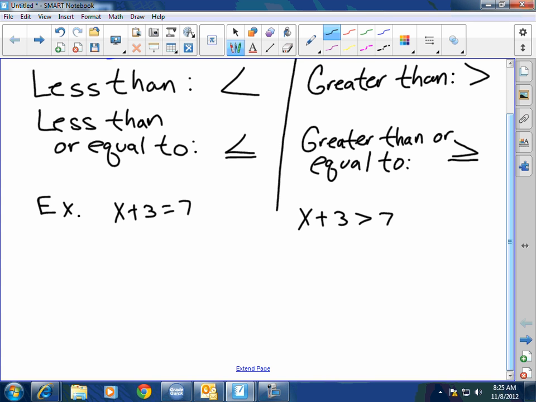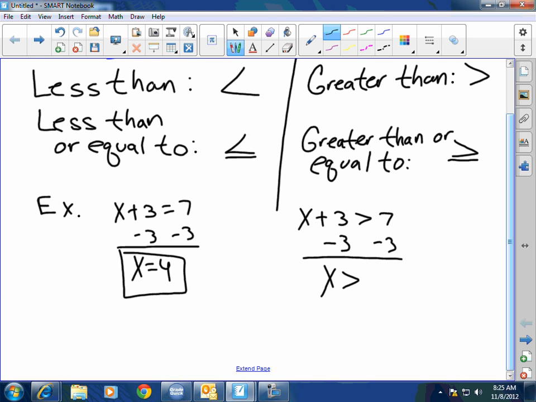The good news, every procedure for solving equations is exactly the same as solving inequalities. The only difference is when you're multiplying or dividing by a negative. And we'll get to that in a second. But right now, we don't have to cancel these out with multiplication or division. It's simple subtraction. So I subtract 3 from both sides, and x equals 4. That's it. X equals one number, and only one number. Okay? But in this one over here, subtract 3 from both sides, x is greater than 4.